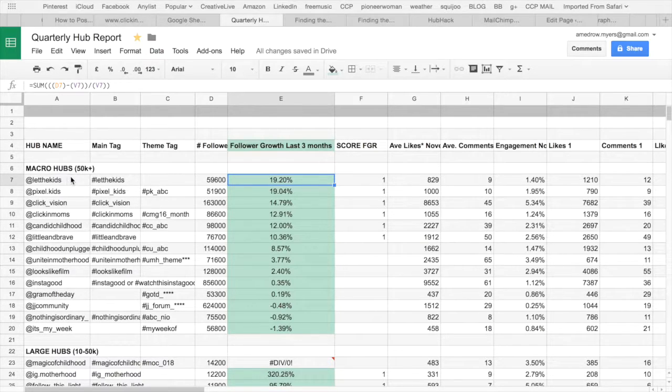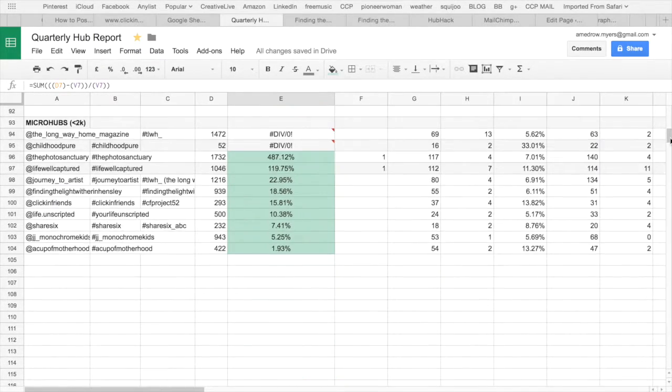So you can see here for a macro hub, I sorted it: Let the Kids, Pixel Kids, Click Vision, they were at the top of the list here. Here's Clickin' Moms with the follower growth rate here. Now you can see some hubs are losing followers, and that's denoted by the negative numbers here.